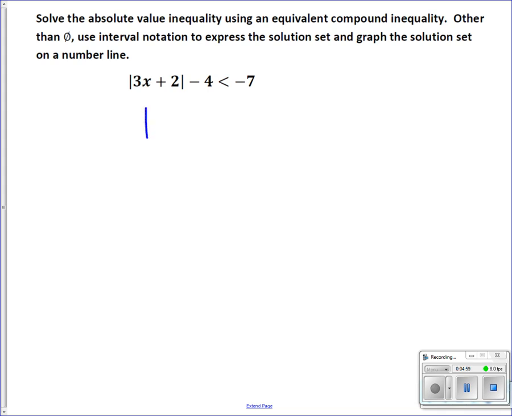So we have the absolute value of 3x plus 2 is less than negative 7, and in this case we add 4 to both sides. So we have negative 7 plus 4, which gives the absolute value of 3x plus 2 is less than negative 3. Based on the definition, this inequality is not set up correctly to apply the rule that the absolute value of u is less than a. Here, the absolute value is less than a negative value, so the solution is actually the empty set.